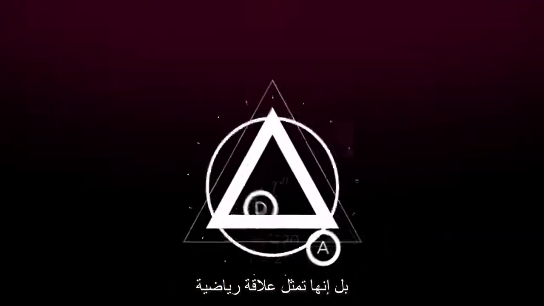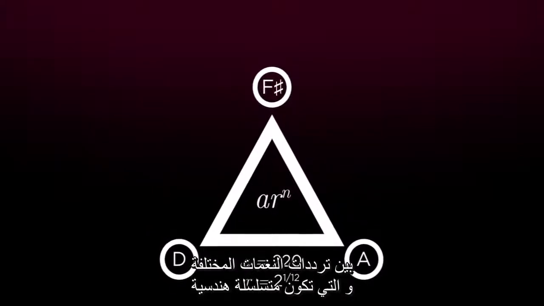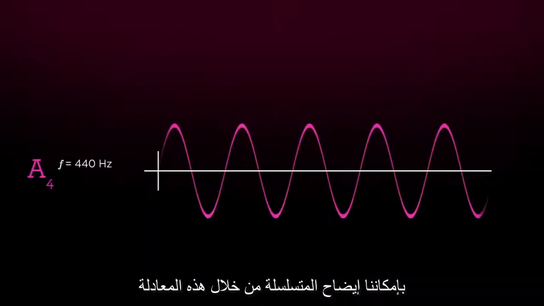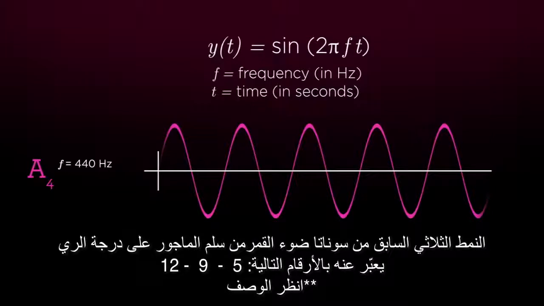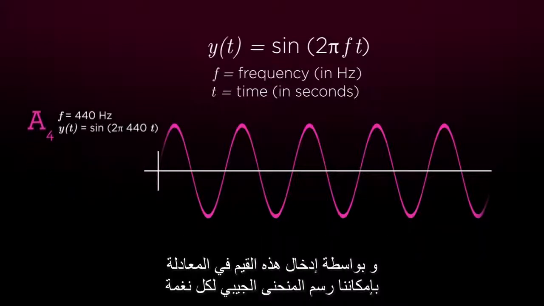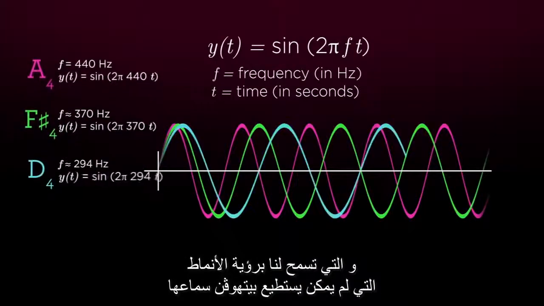Rather, they represent the mathematical relationship between the pitch frequencies of different notes, which form a geometric series. If we begin with the note A3 at 220 Hz, the series can be expressed with this equation, where n corresponds to successive notes on the keyboard. The D major triplet from the Moonlight Sonata uses n values 5, 9, and 12. And by plugging these into the function, we can graph the sine wave for each note, allowing us to see the patterns that Beethoven could not hear.